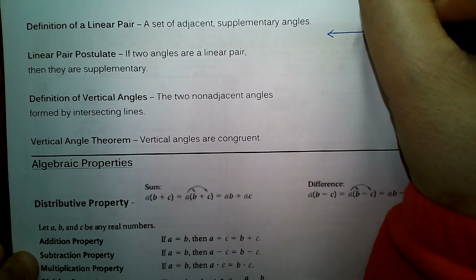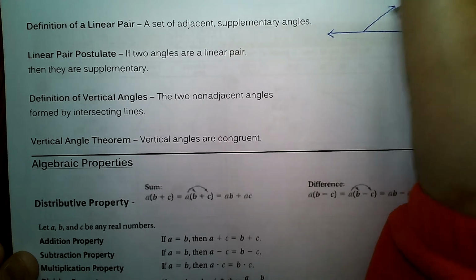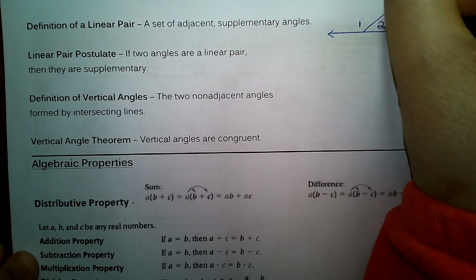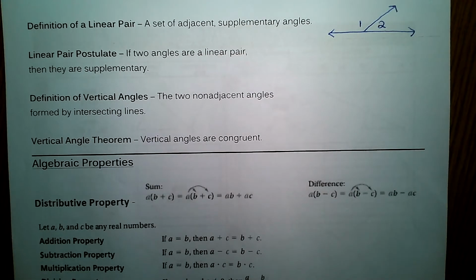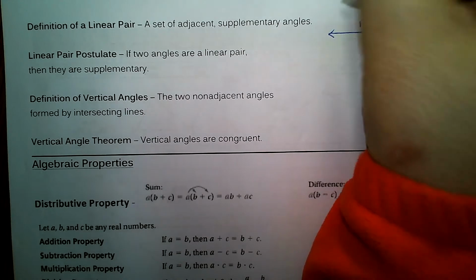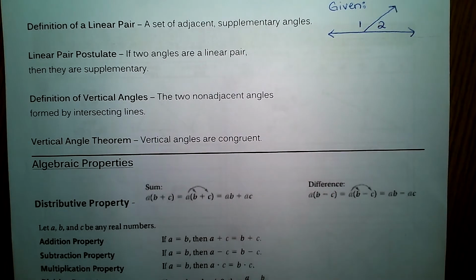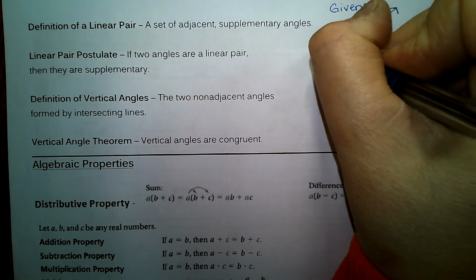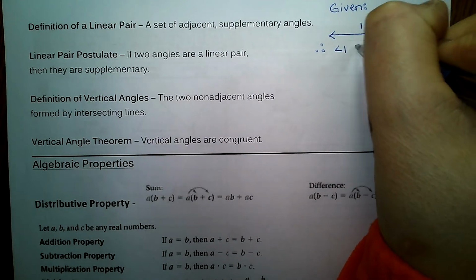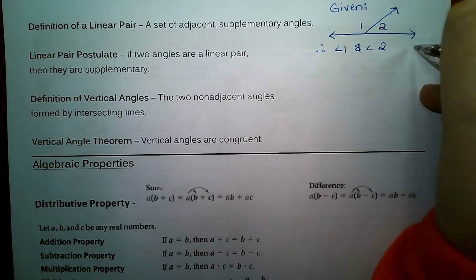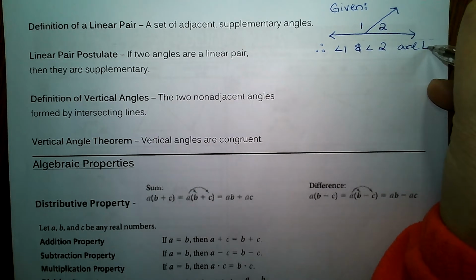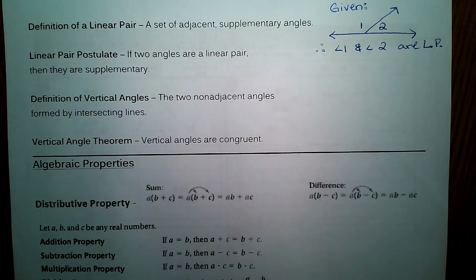Adjacent means they're side by side, so I'm just going to slice this into two angles, angle 1 and angle 2. And I can say that angle 1 and angle 2 are a linear pair. So maybe the picture is what's given to me. Then I can conclude that angle 1 and angle 2 are a linear pair. I'm going to abbreviate that. Are a linear pair.